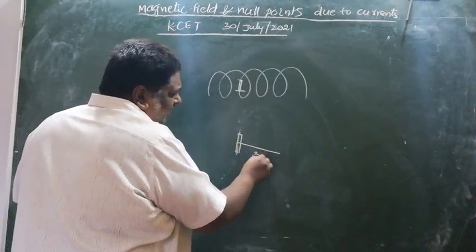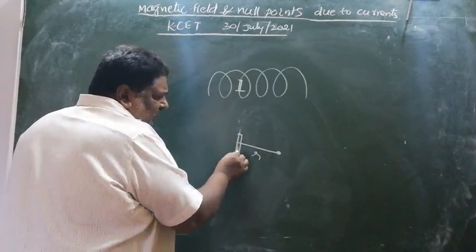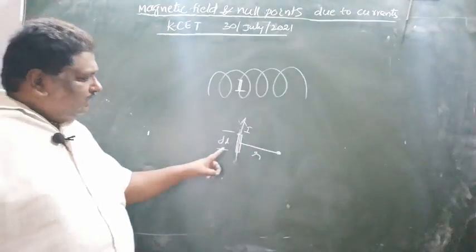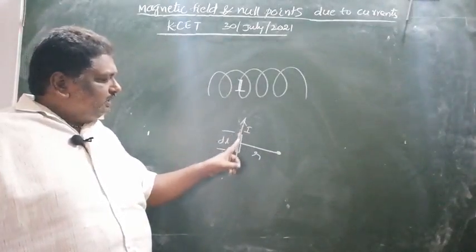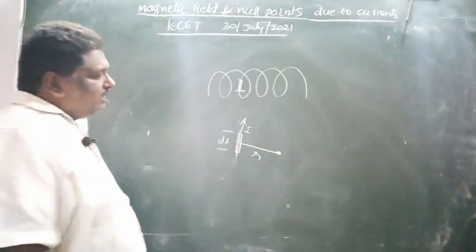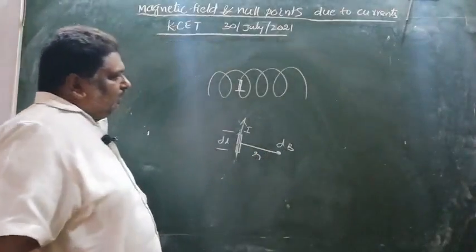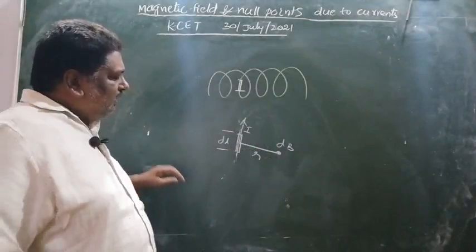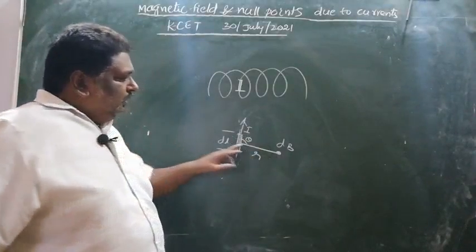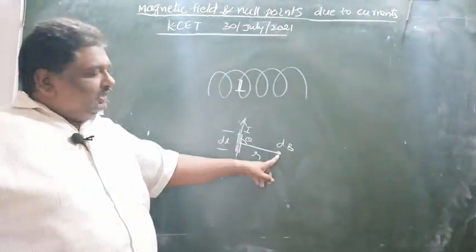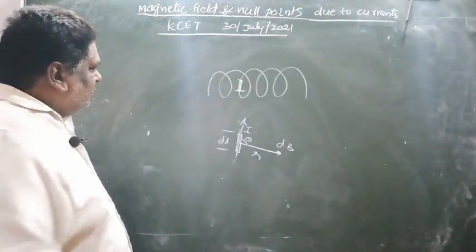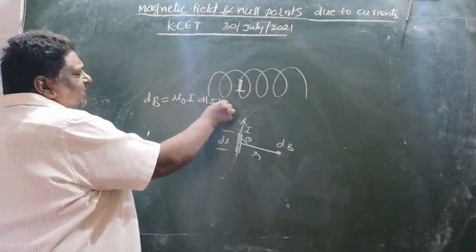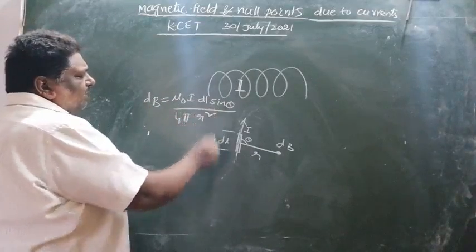From this, at r distance, because of the current I passing through it, the length of the conductor is dl. I current is passing at r distance. What is the magnetic field? dB. Because of this current-carrying element at some r distance, here is the theta angle. At r distance, what is the magnetic field? Magnetic field dB. This dB is equal to mu naught I dl sin theta by 4 pi r square.